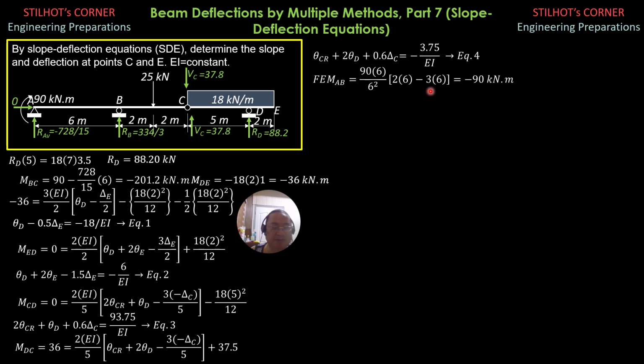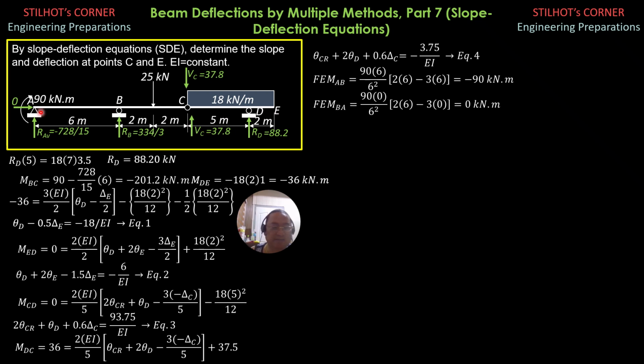2 times 6 minus 3 times 6. So it is negative 90 kilonewton meter, while fixed moment BA, because A is 0, is MA over L square, quantity 2L minus 3A. But again, A is 0, so it's 0. So 90 times 0 over 6 square, quantity 2 times 6 minus 3 times 0. So it is 0 kilonewton meter.